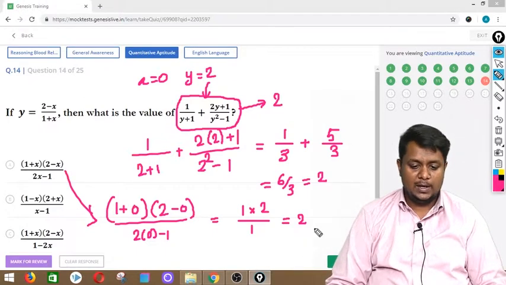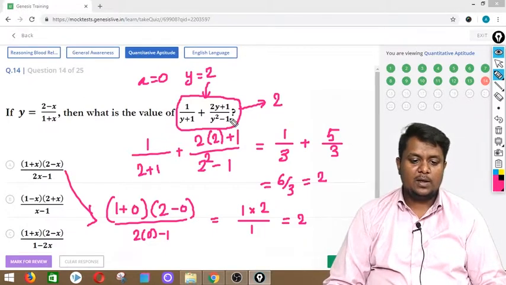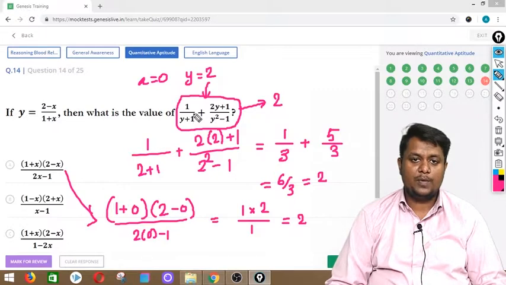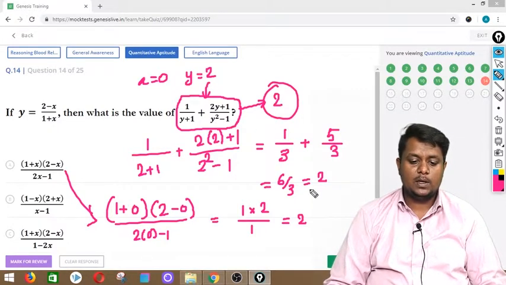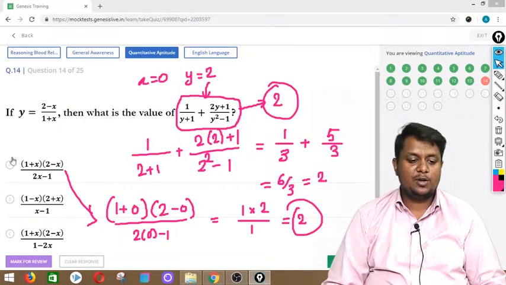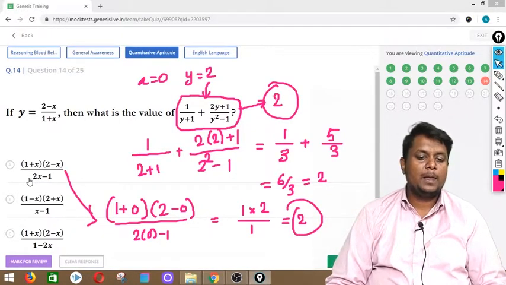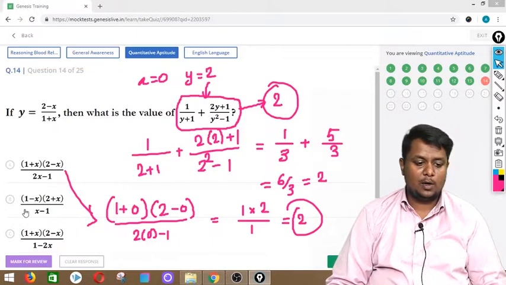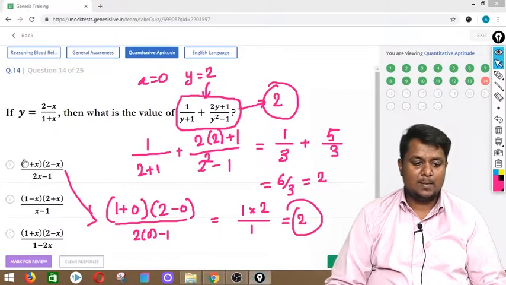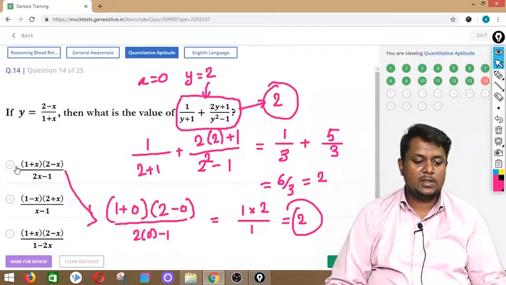So in the first option, when I substituted x is equal to 0, I get 2. In the similar way, when x is equal to 0, y gives 2. So these two values are equal. So I can say option 1 is the right answer. When you substitute the same x is equal to 0 for the other options, you will not get the same answer. So option A is the right answer.